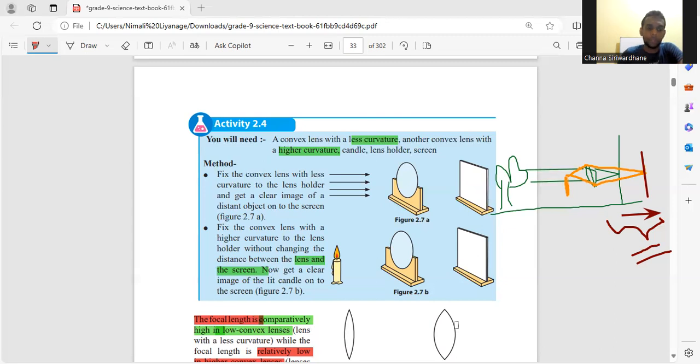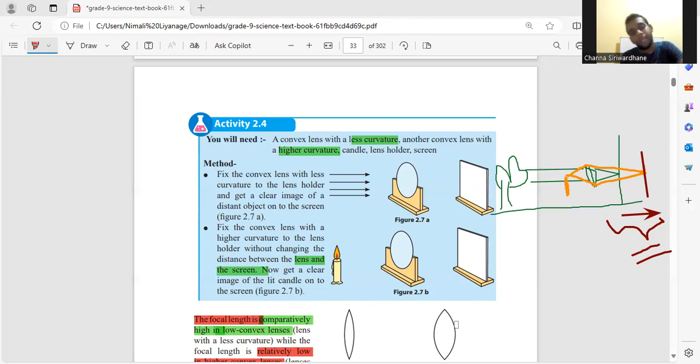Right. The next point, eye lens is convex. The curvature of the lens can be adjusted according to the placement of the object.